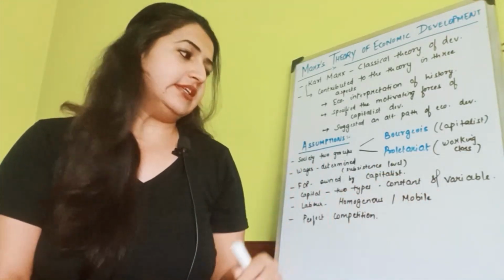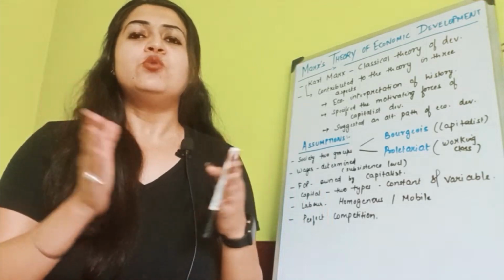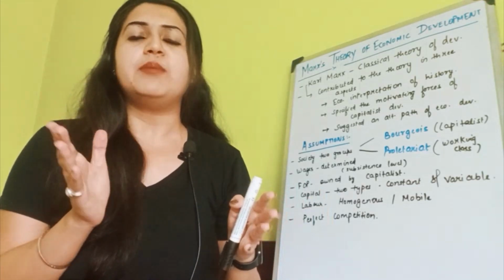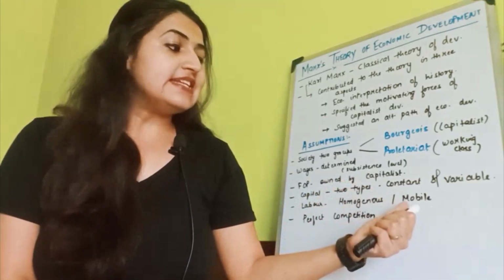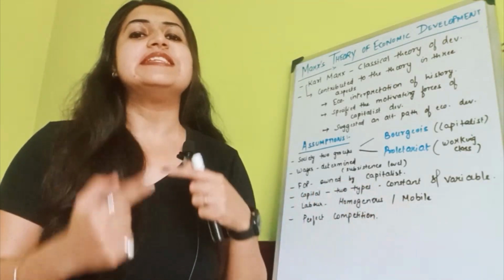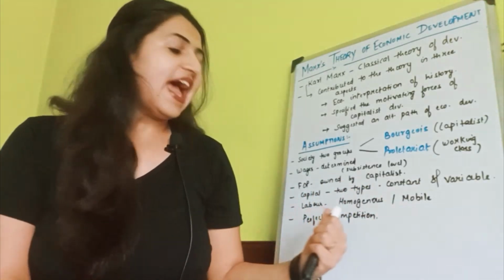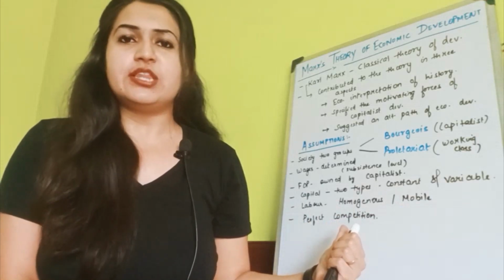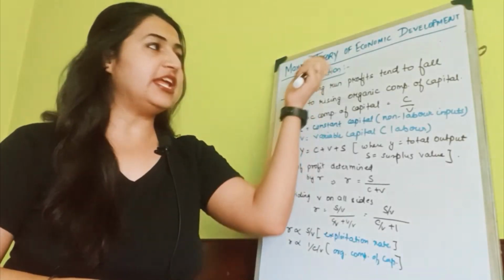Labor is homogeneous. Homogeneous in the sense that two types of labor or the two units of labor have the same level of skills. And it is mobile. Mobile means they can easily switch from one job to the other. And there exists a perfect competition in the market. Let's look into the explanation of this theory.